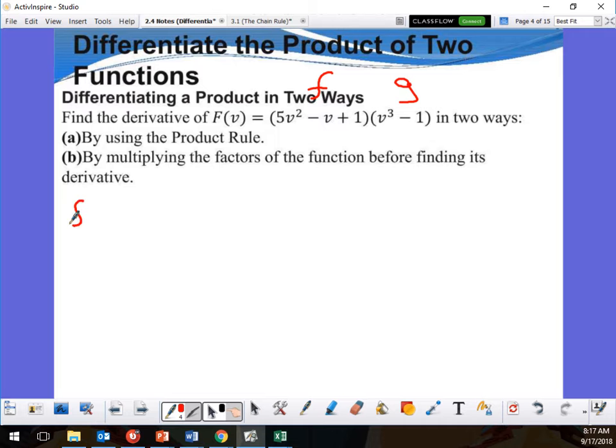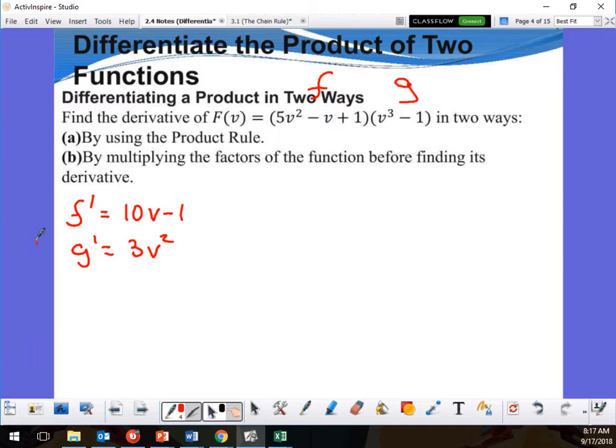So f prime is 10v minus 1, right? That's the Voodoo method for f. And then g prime is 3v squared, right?